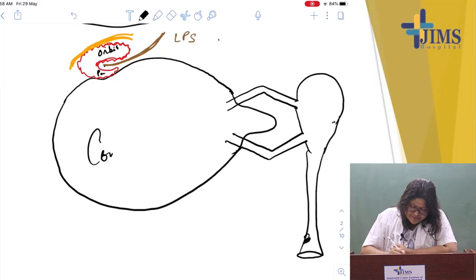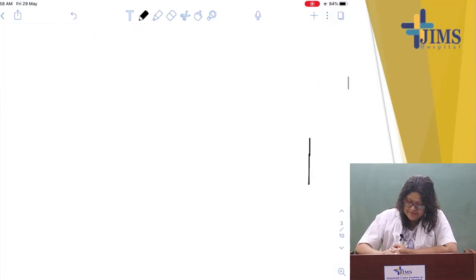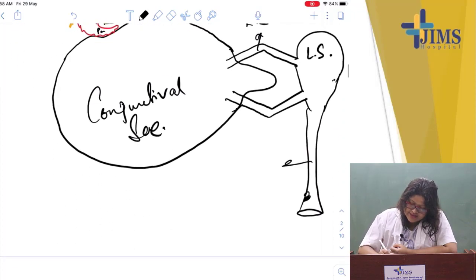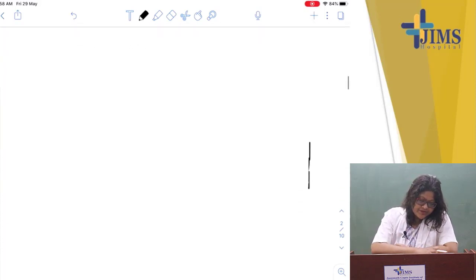And this is the conjunctival sac. This is the lacrimal canaliculi. This is the lacrimal sac, and this is the nasolacrimal duct. So this is the entire lacrimal apparatus, right?